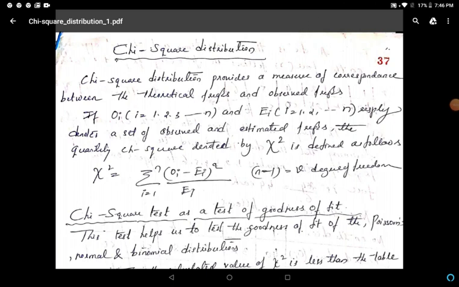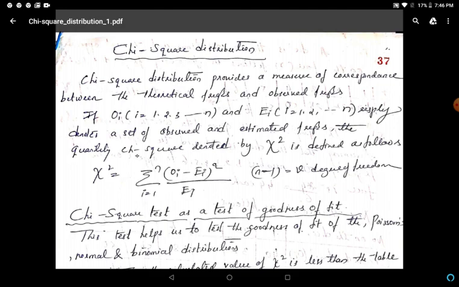Good morning, students. Today I am going to take the next distribution, that is chi-square distribution. Chi-square distribution provides a measure of correspondence between theoretical frequencies and observed frequencies. Suppose I have Oi running from 1 to n as the observed frequencies and Ei running from 1 to n as expected frequencies. So these two sets denote observed and expected frequencies.